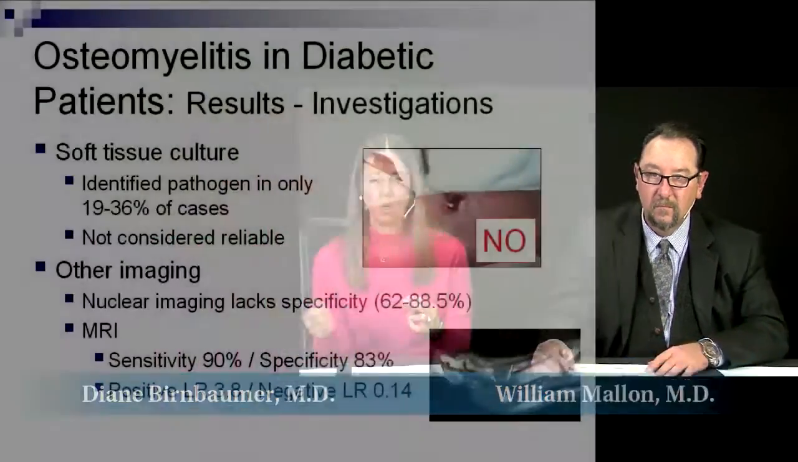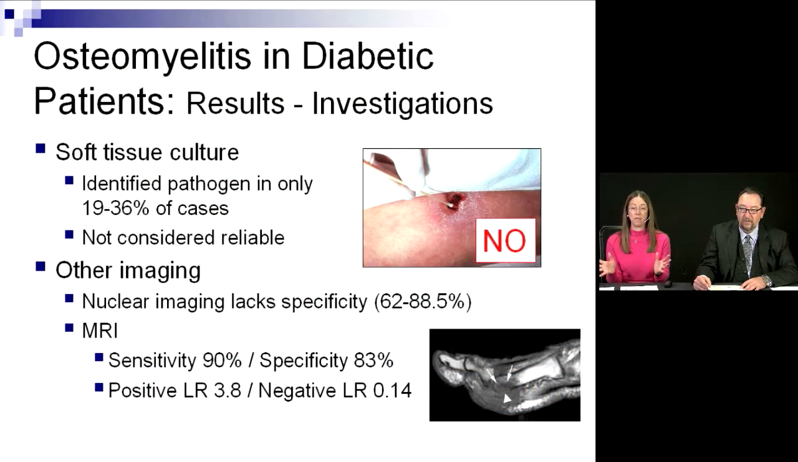And then soft tissue culture. So again, scooping out the goop around there. First of all, they only identify the pathogen in the best of situations a third of the time. So that's not considered reliable. So that's not so good.